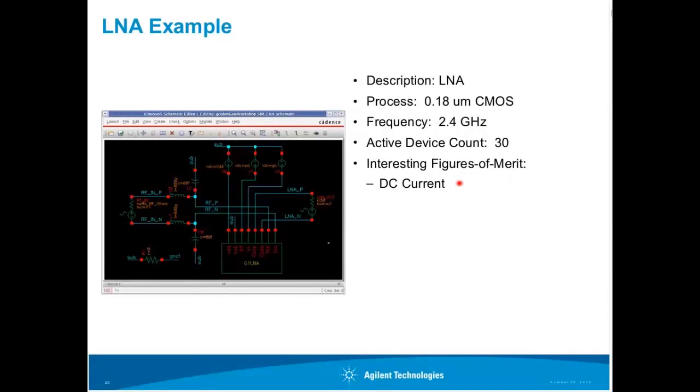If there's a particular device in your design where you care about the GM of that device, you could write a performance to calculate the GM of that device, and then you could get the impact of the mismatch effects on that device, for instance. Well, we're just going to look at power supply current today.